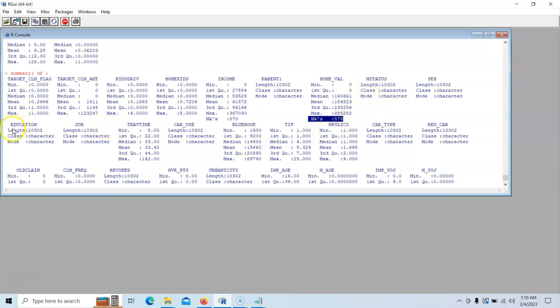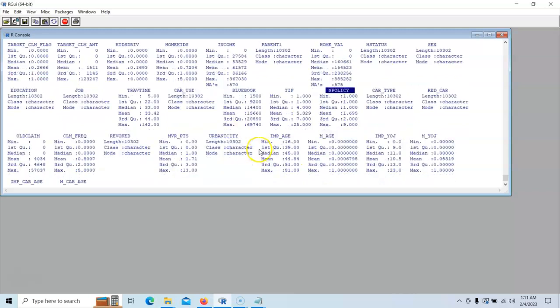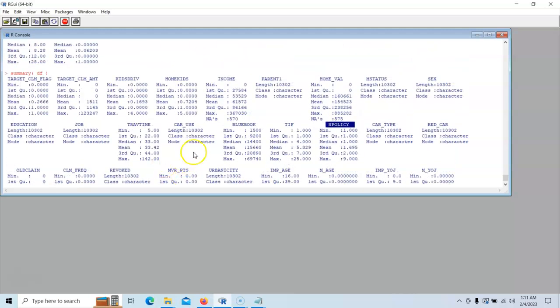The other numerical value, travel time to work, this is how long they have to go to work, that's not missing. The Blue Book value of their car isn't missing. We don't have to worry about that. Time in force, this is how long they've had an insurance policy. We don't have to fix that. Number of people on the policy. So we're pretty much done. The only thing we have to do is fix these last guys. So let's look at the income first.